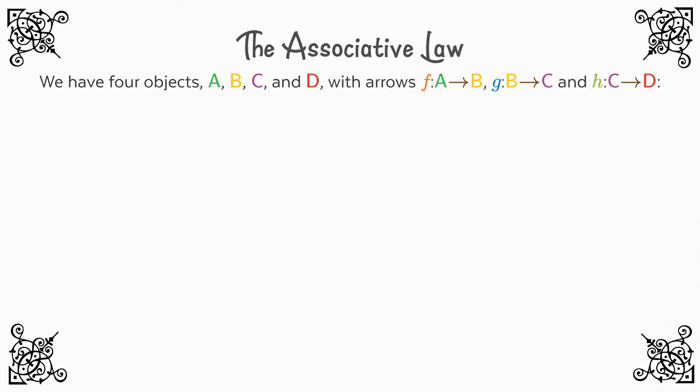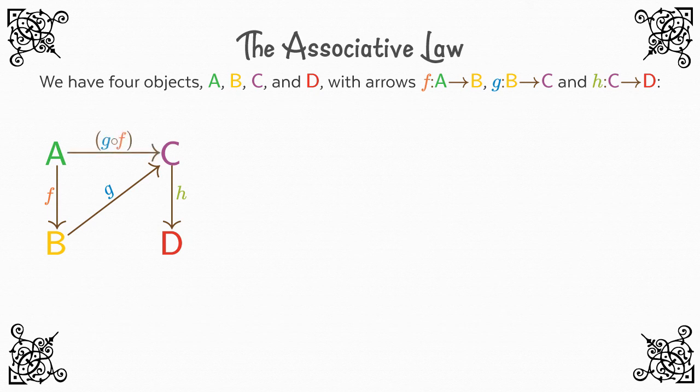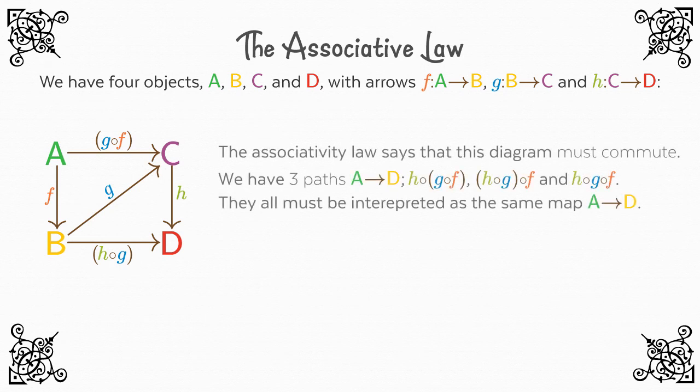Diagrams are the core of category theory. We need to get used to reasoning with them. We have four objects, A, B, C, and D, with arrows f from A to B, g from B to C, and h from C to D. Well, we know from the composition axiom that whenever we have a partial triangle, we can complete it with the composite. So at the top, we can form g following f, and at the bottom, we can form h following g. The associativity law says, you guessed it, that this diagram must commute. We have three paths from A to D, h following g following f, h following g following f, and h following g following f. And they all must be interpreted as the same map.